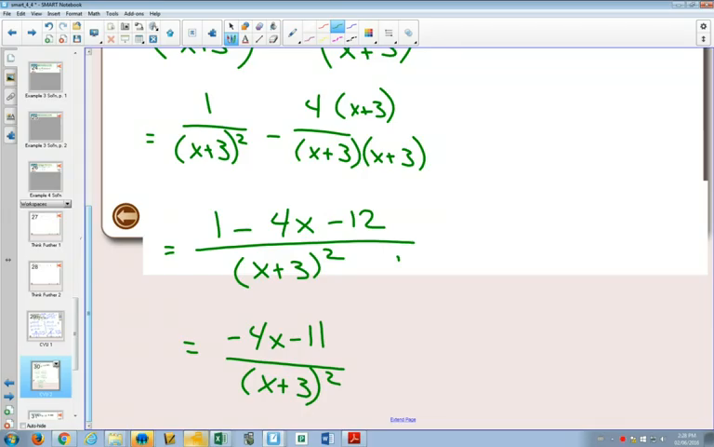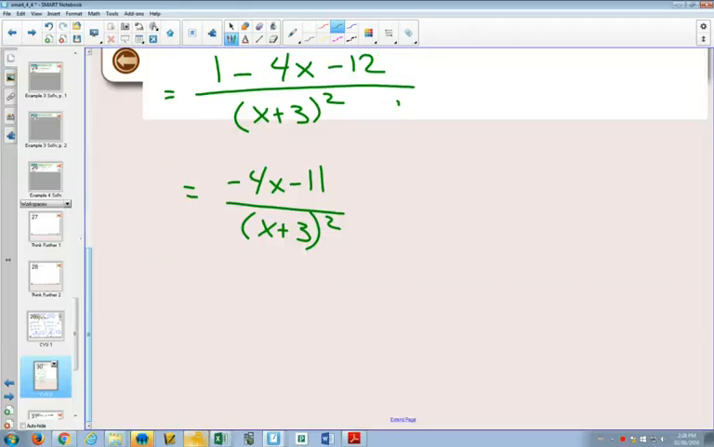What is the domain of this composite function? Are there any non-permissible values? So x can't equal negative 3. Anything else not allowed? No, we have no square roots, so we don't have to worry about that. So x can be everything except x can't equal negative 3.